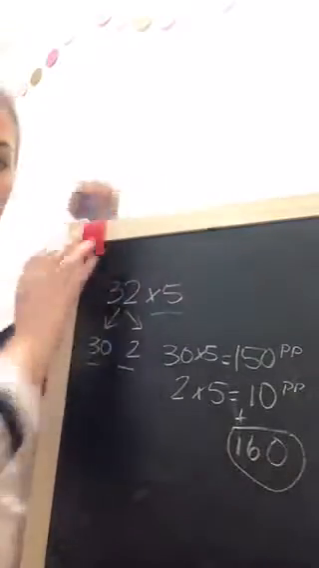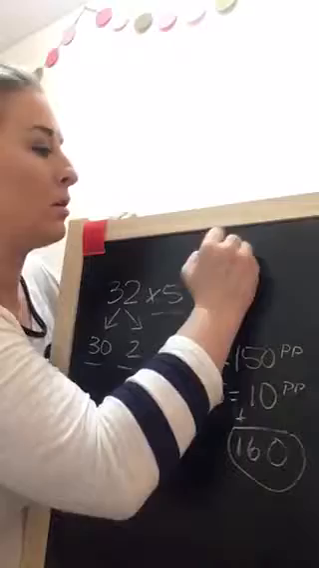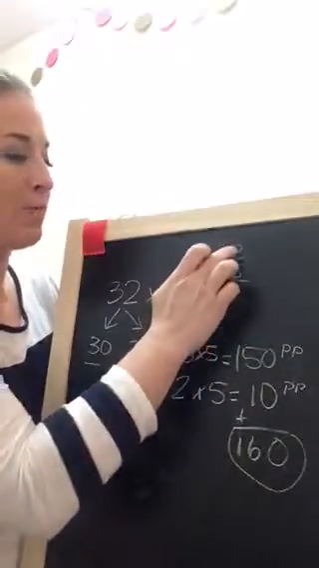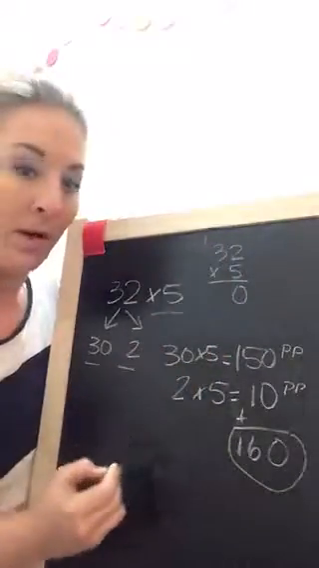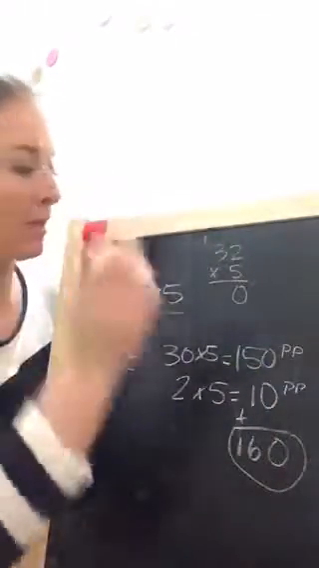So if you watch, I'll do the same thing using the algorithm. It's the same, but you'll just see it somewhere else. So 32 times 5. So we have 2 times 5, which is 10, right? And that's where the 0 comes in, okay? Well, you know that, but that's where that comes in.